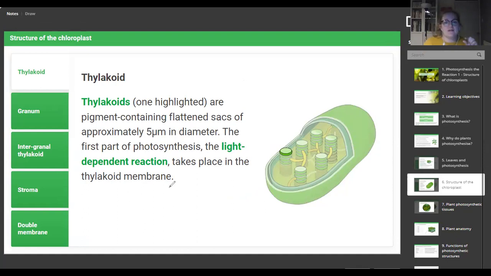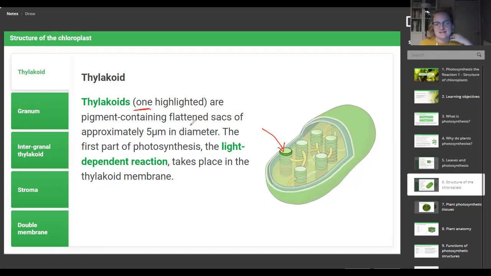Each individual disc, so on this image we've got one highlighted here, is called a thylakoid. And this is probably the main thing that I've always found when teaching, that people get confused between thylakoids and granum. Thylakoid is one individual disc. The granum is the whole stack. And I'll repeat that again when we get to the granum, because it is one of those things that people go, which one's which? So thylakoid is one individual disc.